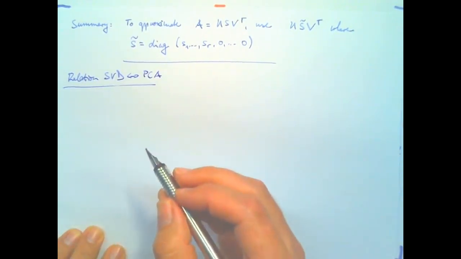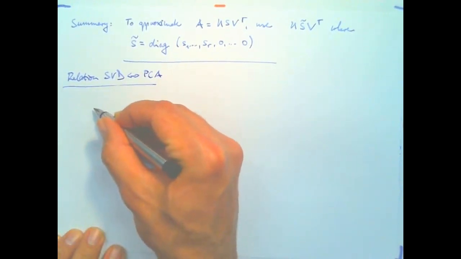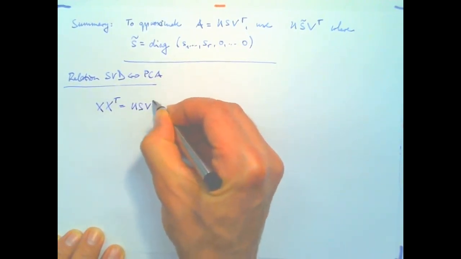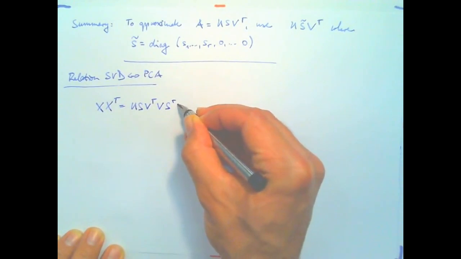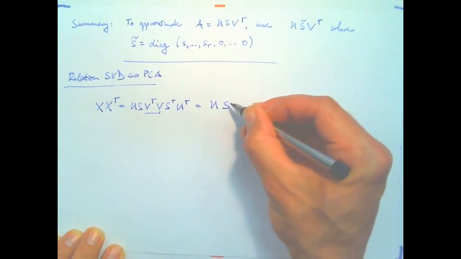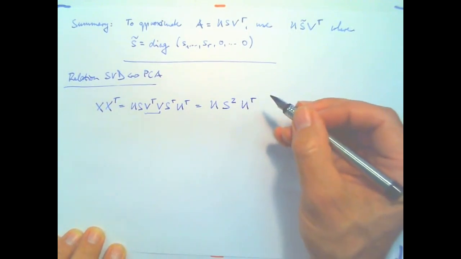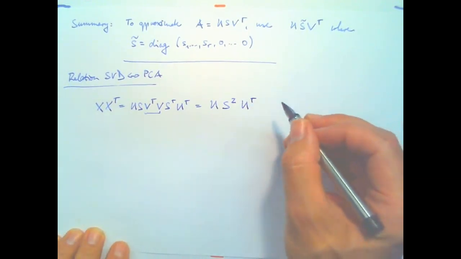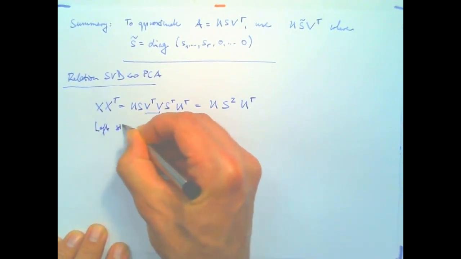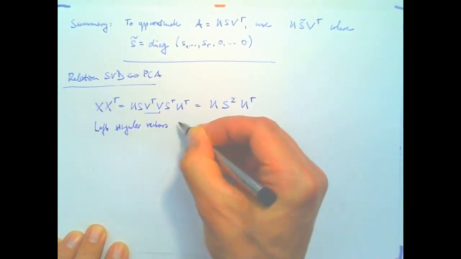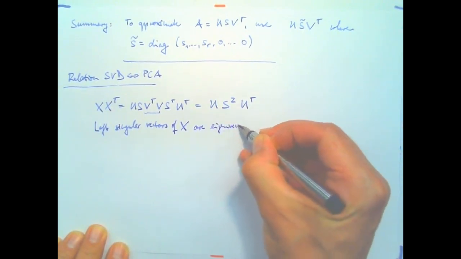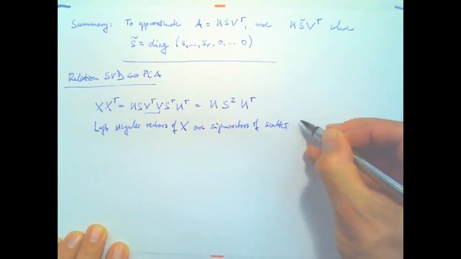For the PCA, we wanted to diagonalize XX transpose. And because of the orthogonality, I can rewrite this as U S squared U transpose. And this is diagonal here. So in other words, the left singular vectors of X are the eigenvectors of the scatter matrix XX transpose.